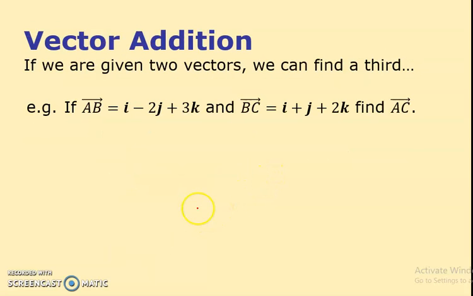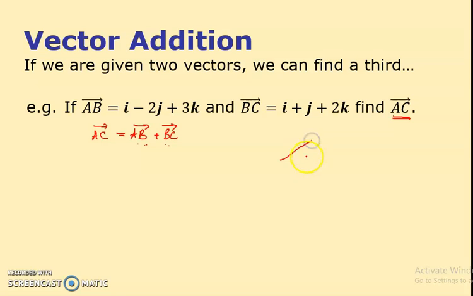Vector addition then, again, this is the same as before. I want from A to C, it says. It says find AC. So from A to C can be thought of as going from A to B, plus then going from B to C. As long as the middle letter is the same, then you can just join them up like that.